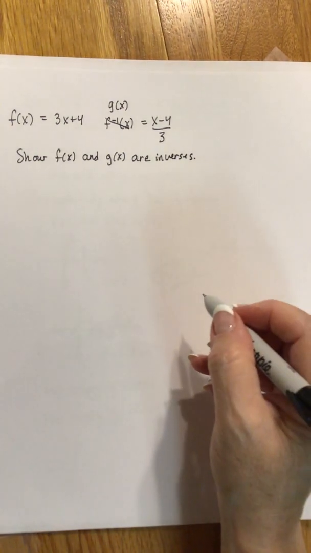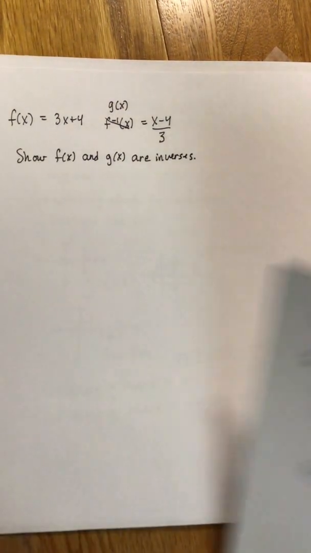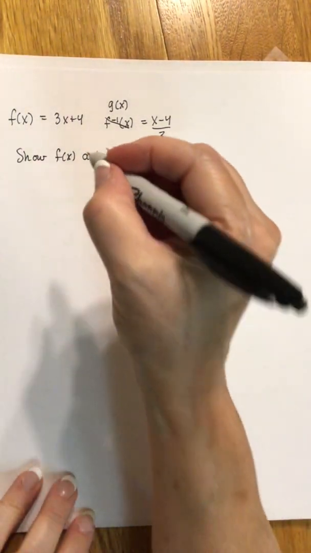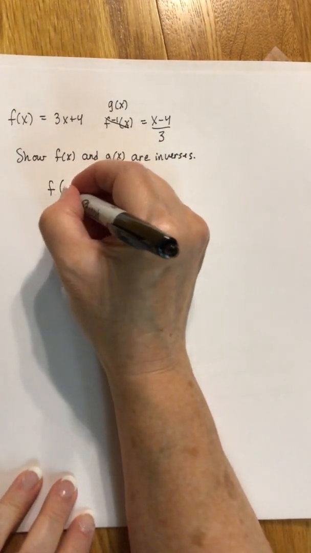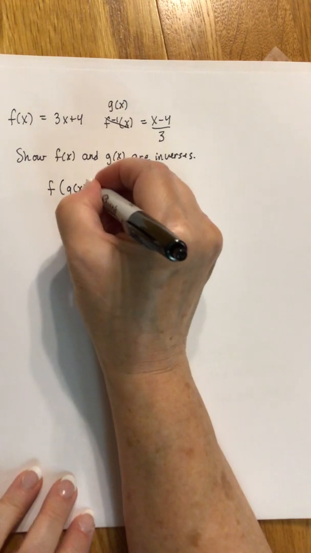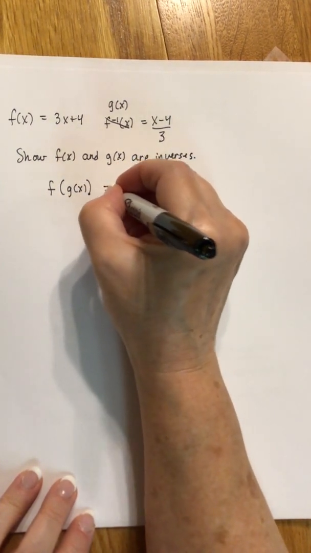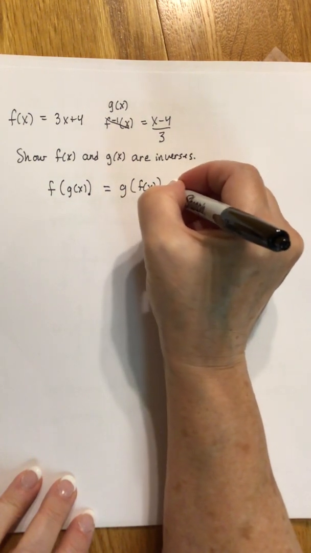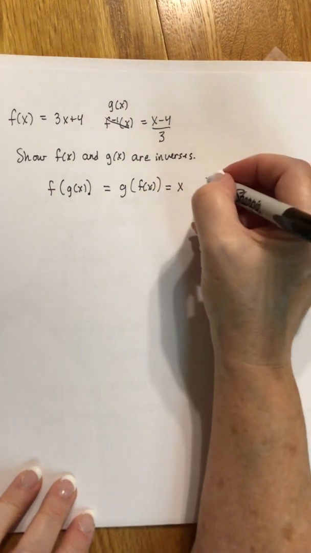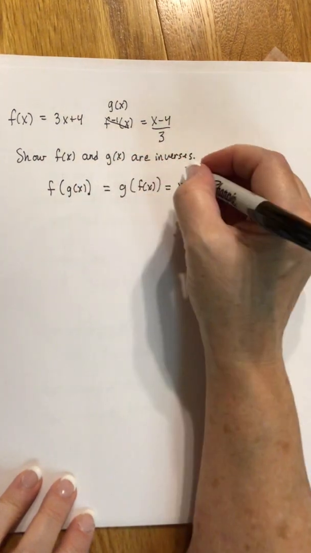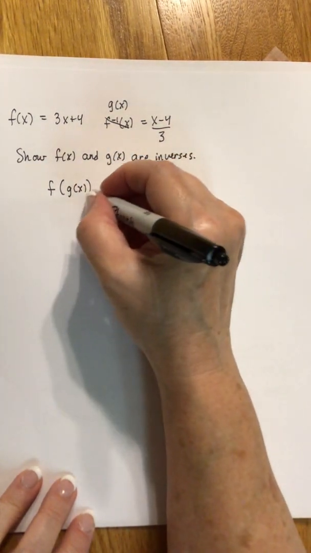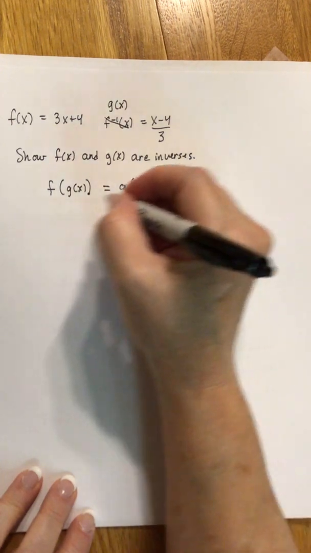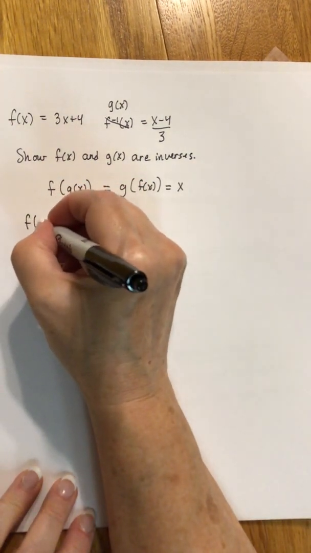Now, you know they're inverses because you just found them to be inverses. But to show that they're inverses, you have to show that f of g of x, the composition function, and g of f of x both come out to be x. So to show that they're inverses of each other, you have to do this composition function and show that both of them come out to be x. So we're going to start with the first one, f of g of x.